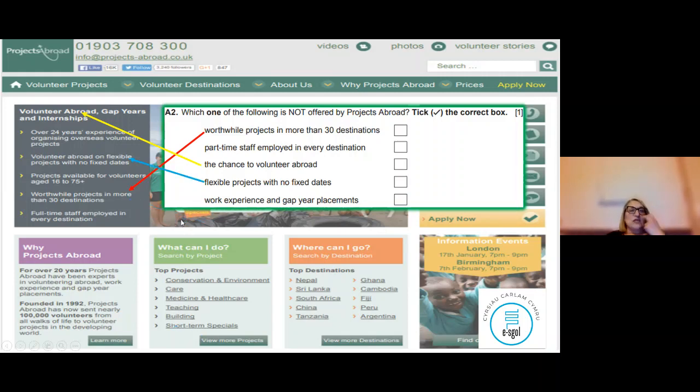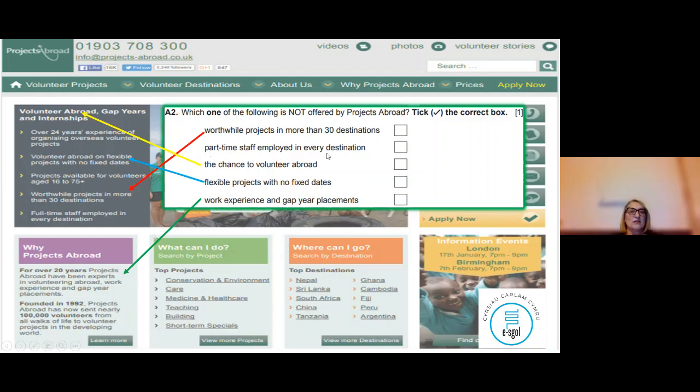Then flexible projects with no fixed date. So it says volunteer abroad on flexible projects with no fixed date. So again, we know that that one's correct. Work experience and gap year placements. We have to look in another section here, and it talks about work experience and gap year placements. So we know that all of those are offered by Projects Abroad.